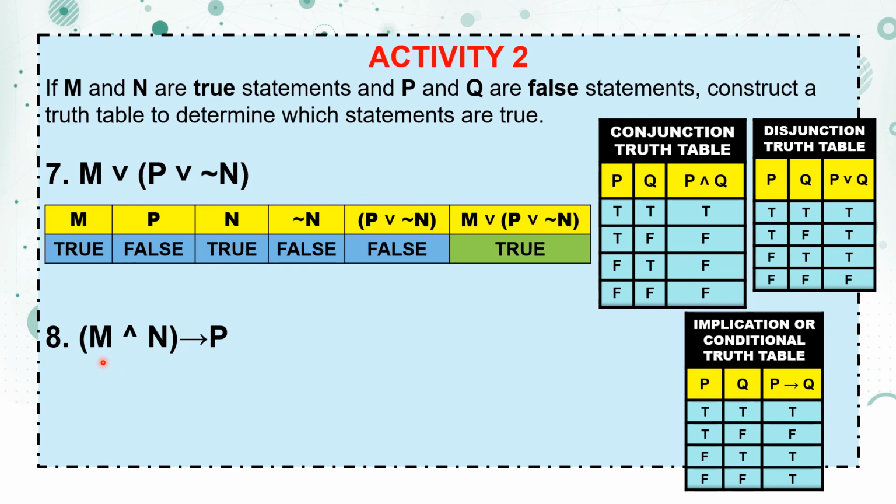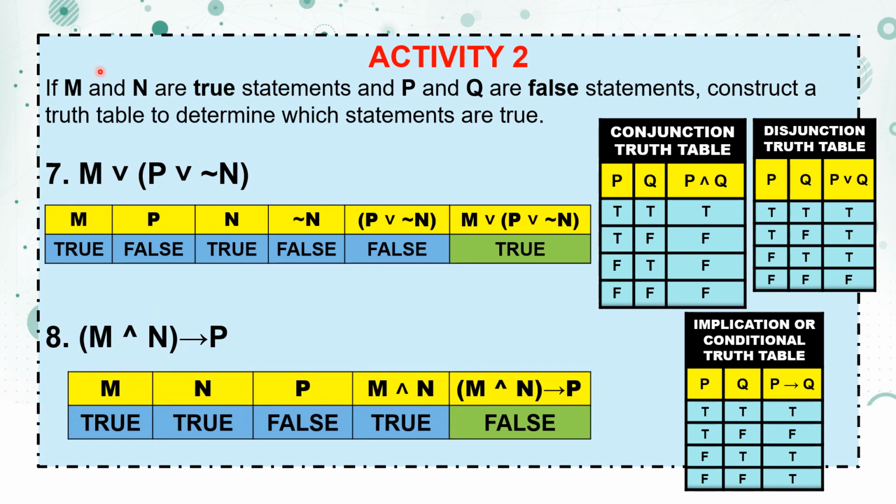So the statement is true. And the last, we have: if (M and N), then P. Let's get first the truth values of M, N and P. M and N are true, so true, true. Our P is false. Let's get what's inside the parenthesis, M and N. Since it is "and," it is a conjunction. Let's get from the conjunction truth table true, true. True, true is true. So, we write here true.